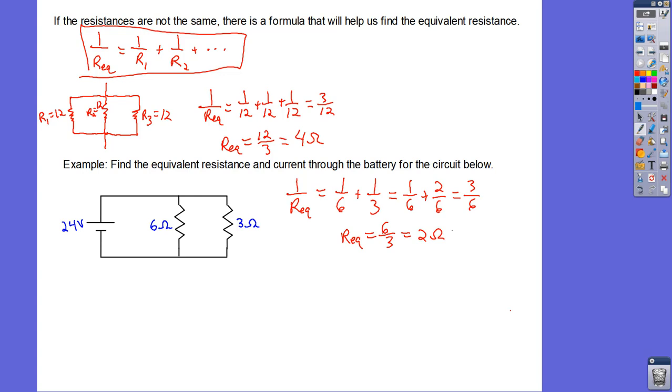So what we were saying is, in terms of an obstacle to the flow, that circuit there is equivalent to just having a single 2 ohm resistor connected to this 24 volt battery. Now we can use Ohm's law, and I is equal to V over R, so we're going to get 12 amps of current. So that's simple series and simple parallels.